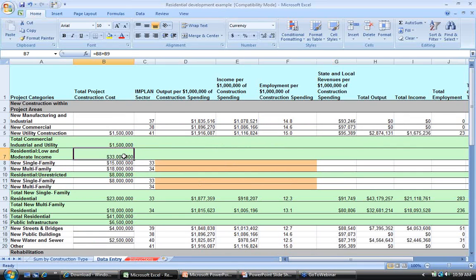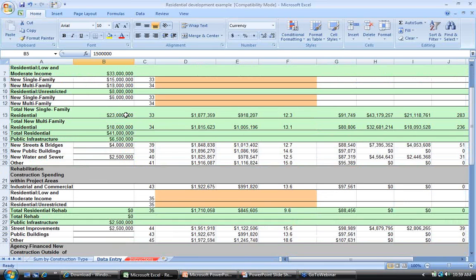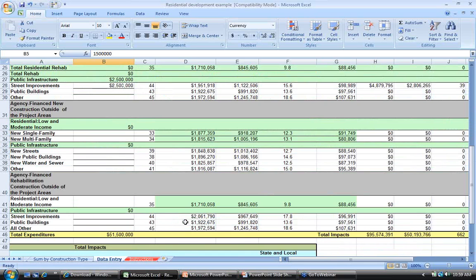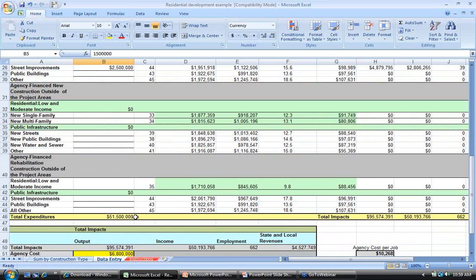For instance, this residential low and moderate income is just the sum of the new single family and the new multifamily, the 33 million. So it just is the sum of those two. All right, so you've got new utility construction, single family, multifamily, and then 8 million in new single family unrestricted. So total new single family is the sum of the unrestricted plus low moderate income. New streets and bridges, new water and sewer, some street improvements. And so our total expenditures for this project are 51.5 million.